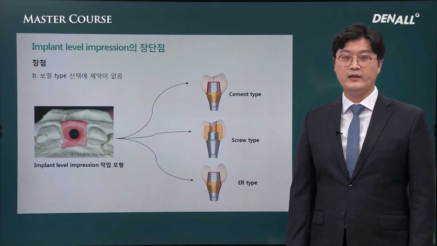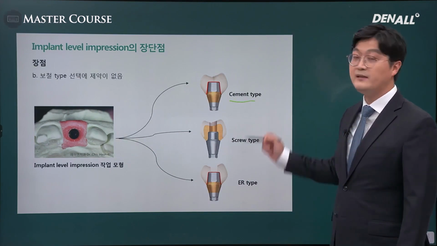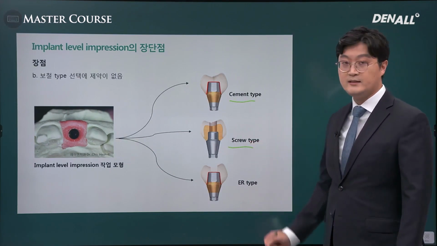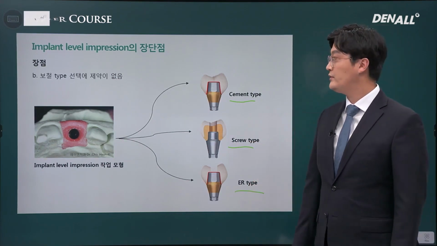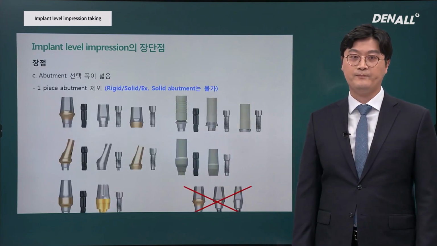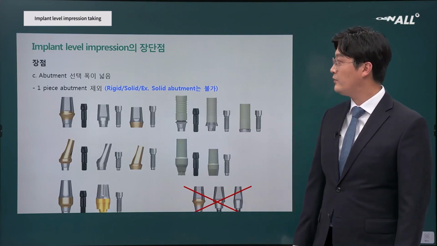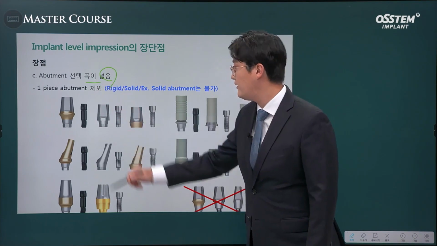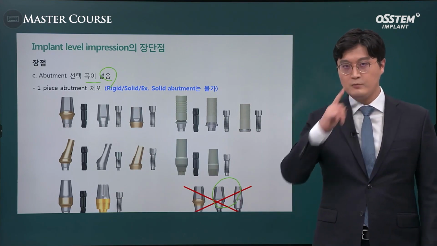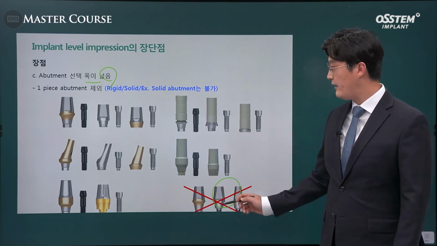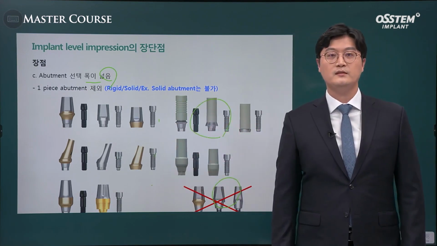As we are dealing with the gypsum model extraorally, the direction of implant hole can be checked, and we can choose a cement type, screw type, or an ER type of prosthesis extraorally. So there are no restrictions in choosing prosthetics. Abutments are fabricated with the gypsum model extraorally, giving wider choice of abutments, except the solid type abutments which are connected in the mouth for impression taking. Two-piece abutments or UCLA type abutments can be selected.